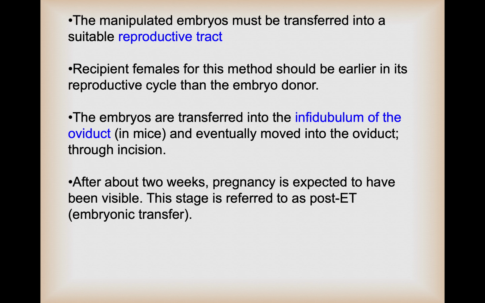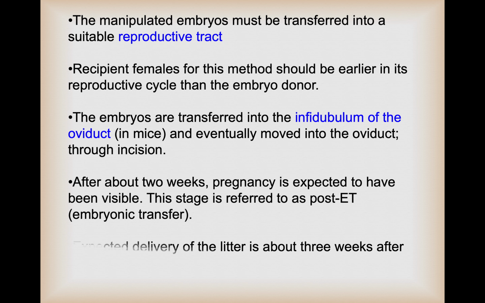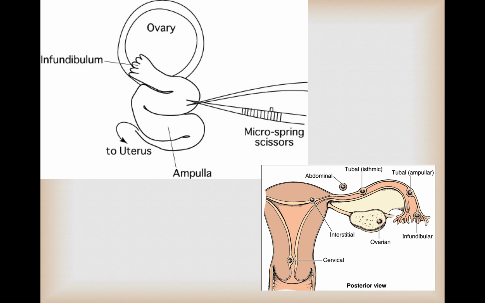So after about 2 weeks, pregnancy is expected to be visible. You can actually visualize it on the stomach, and this stage is referred to as post-ET, embryonic transfer, not extraterritorial. The expected delivery of the litter is about 3 weeks after post-ET. So you have to do your calculation.